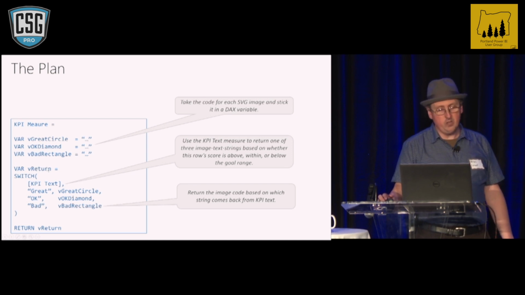And then we'll have a return variable that uses this KPI text measure, which returns either the value great if we're above our goal, okay if we're within our limits, or bad if we're below our limits. And so depending on whether we get great, okay, or bad, we'll return either this image, or this image. Does that make sense? Does that sound good?